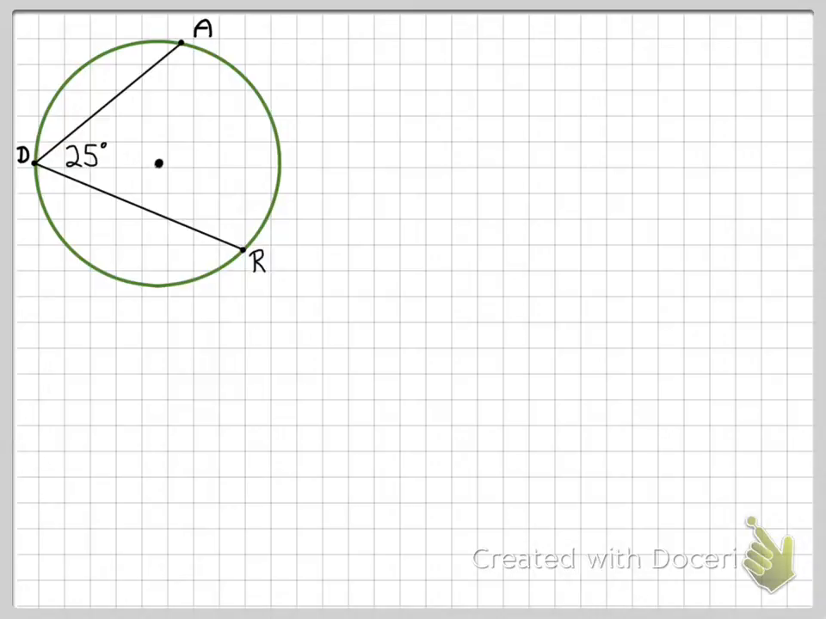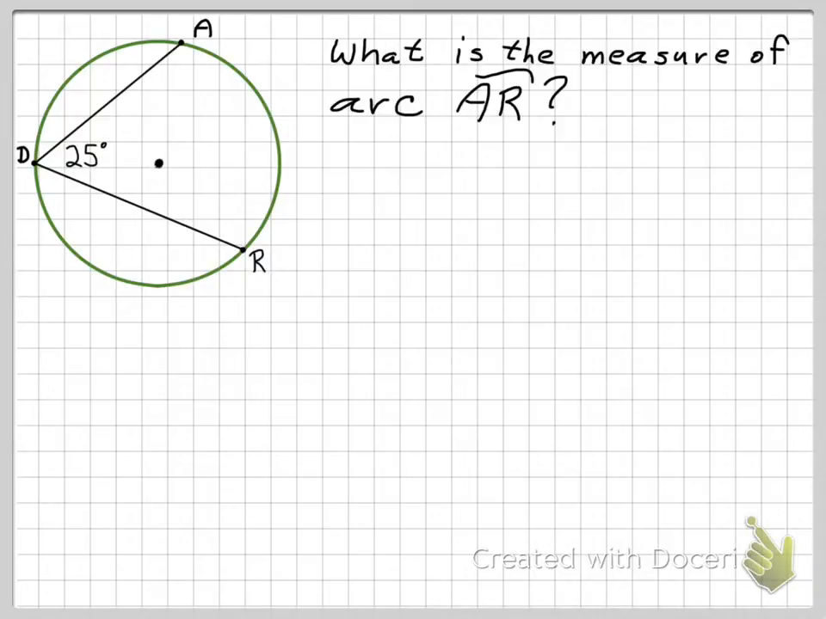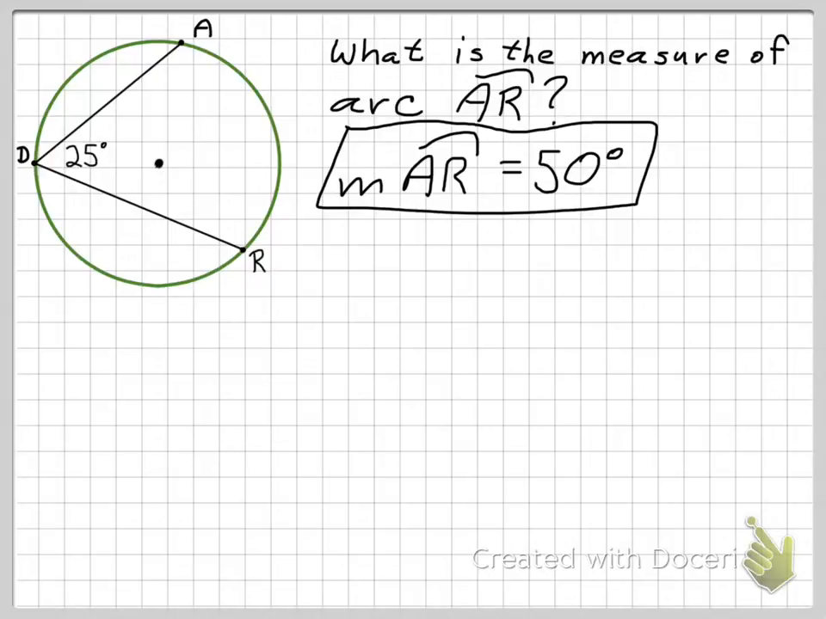So the question is, what is the measure of arc AR? Well, the inscribed angle is 25 degrees, and we want to know the measure of arc AR, which is the intercepted arc. The intercepted arc is going to be twice the value of the inscribed angle, therefore twice 25, of course, 2 times 25 is 50 degrees. So the measure of arc AR is 50 degrees.